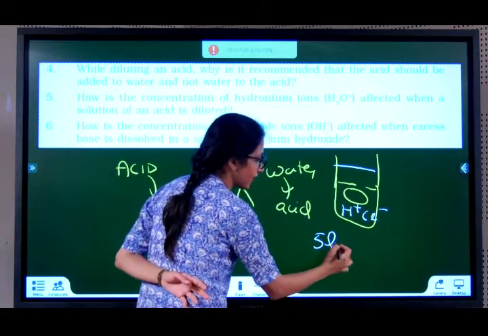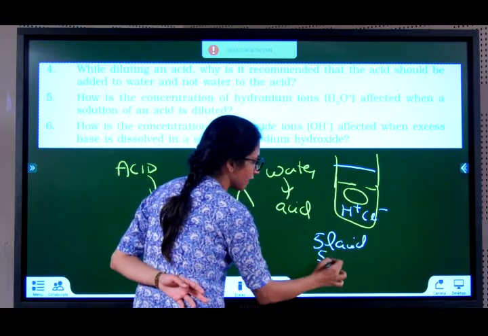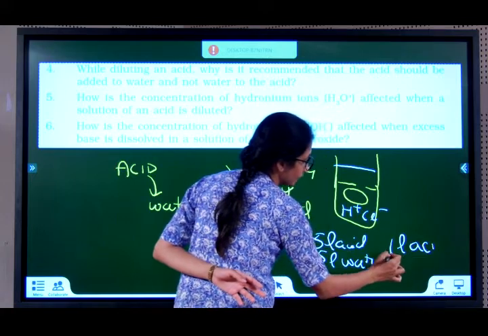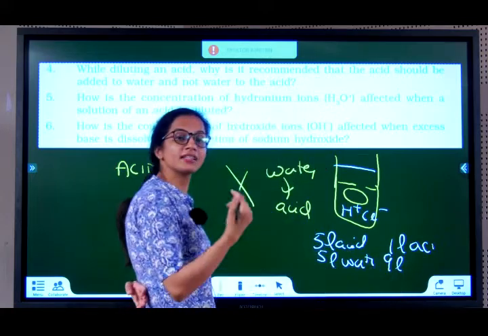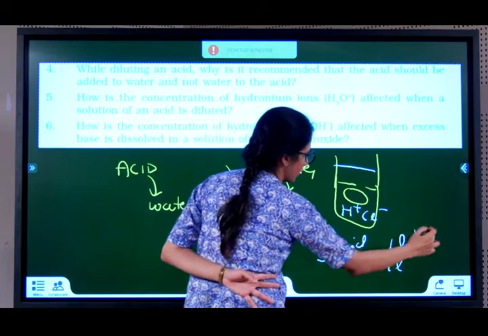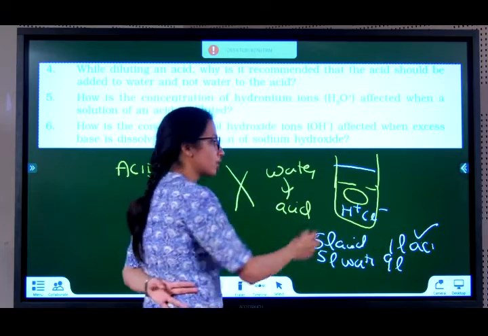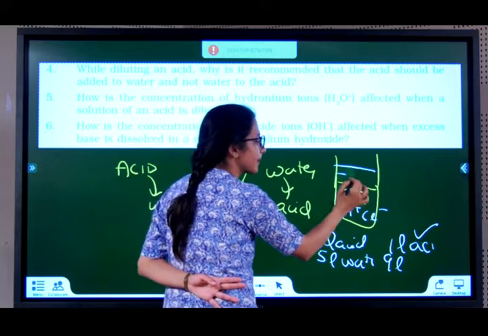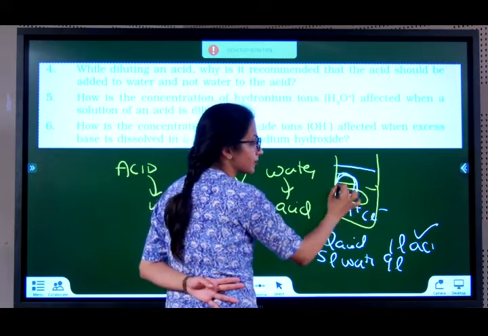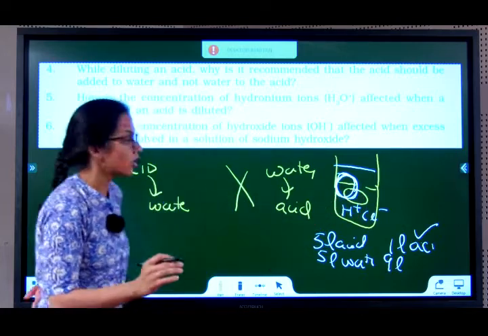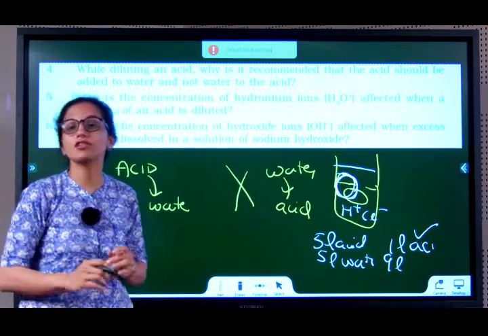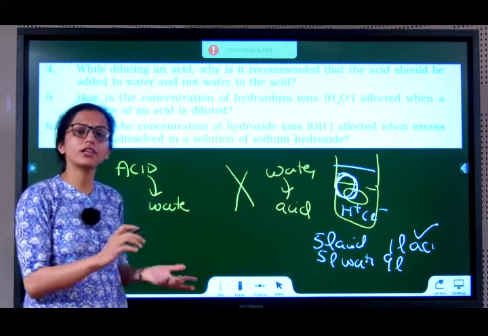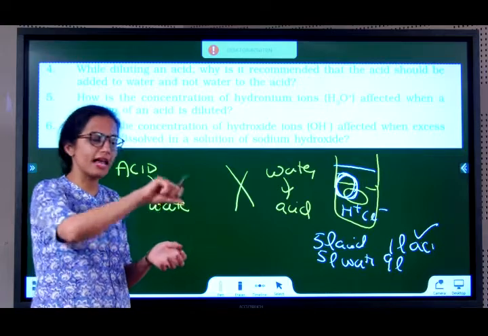I told you there is 5 liters of acid in 5 liters of water, and I have 1 liter of acid in 9 liters of water. Where is the concentration lesser? We all saw that this was lesser. So if I add more water, the amount of H plus and Cl minus ions present in this much space or in this much volume will be lesser. So therefore, can I say the hydronium concentration decreases upon dilution? Yes. Not only hydronium, any concentration will keep decreasing as you add water.